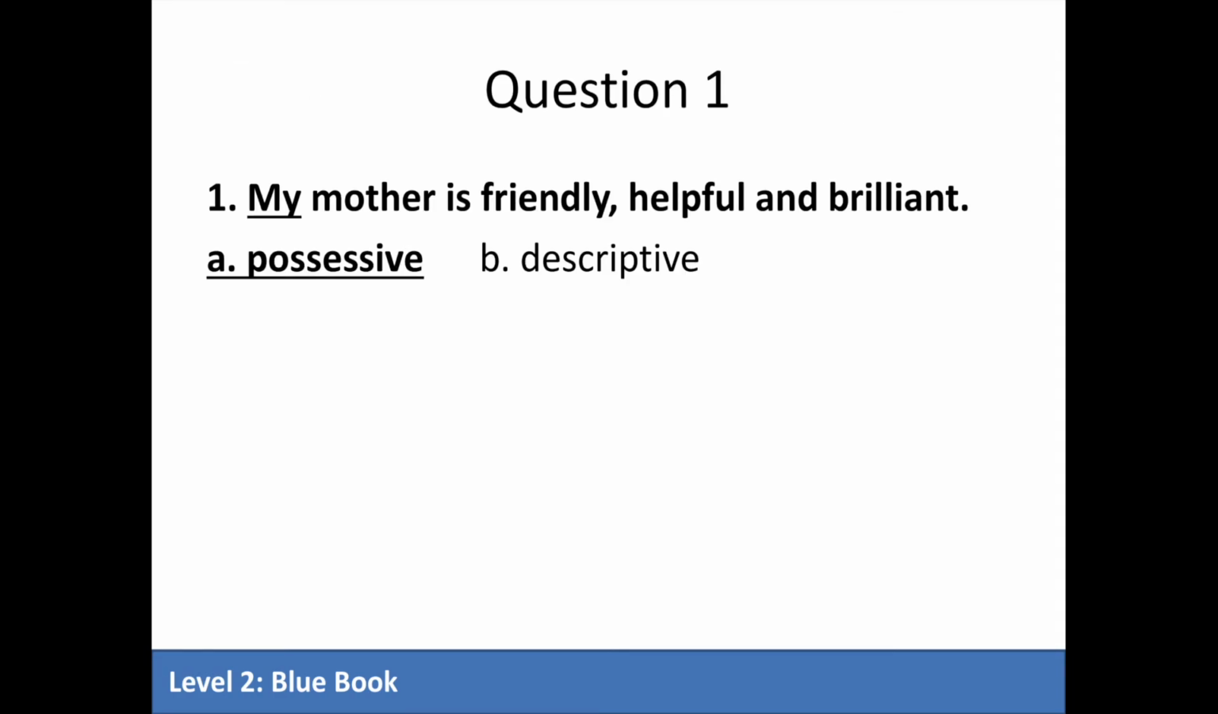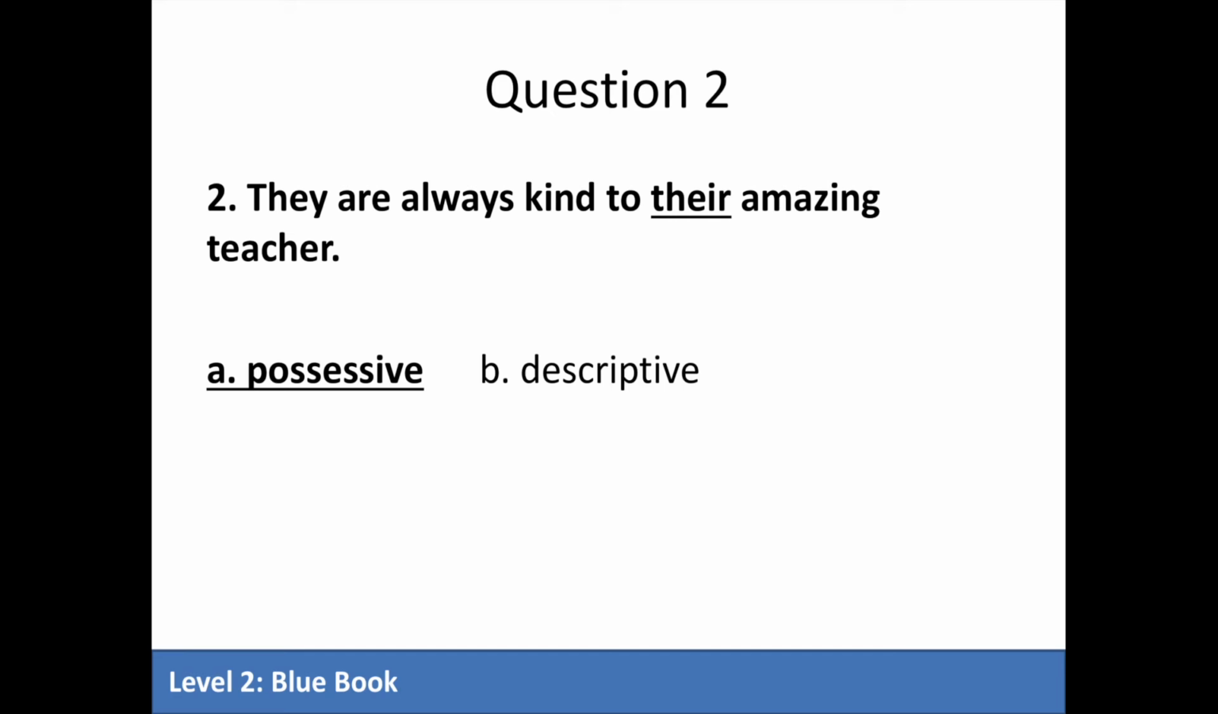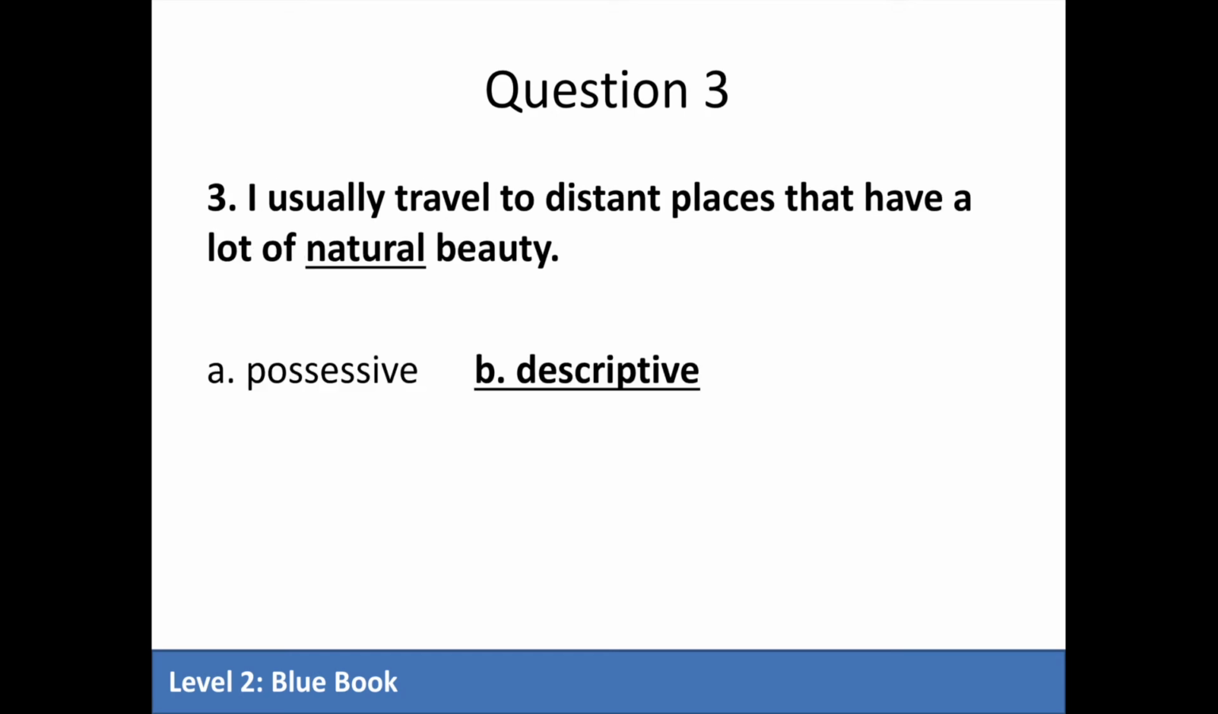Question 1. My mother is friendly, helpful, and brilliant. In this question, my is not describing mother, so we know it's a possessive adjective. A is the correct answer. Question 2. They are always kind to their amazing teacher. Again, in this sentence, their shows ownership. It's not describing the teacher, so A is the correct answer.